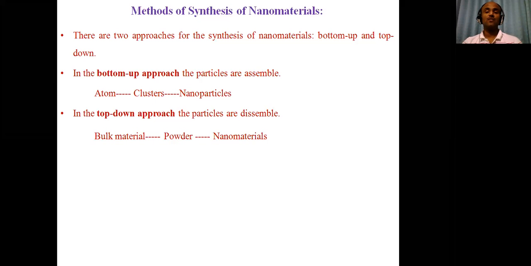Now let us start with methods of synthesis of nanomaterials. There are two methods, or we can say approaches, for the synthesis of nanomaterial: bottom-up approach and top-down approach. In bottom-up approach, the particles are assembled. That means atoms come together to form clusters, and clusters form nanomaterial. In top-down approach, the particles are disassembled. That means the bulk material is converted into powder, and this powder is further converted into nanomaterials. So these are the two basic approaches in the synthesis of nanomaterial.